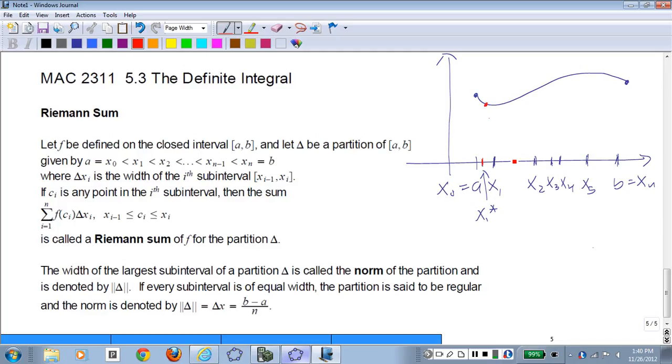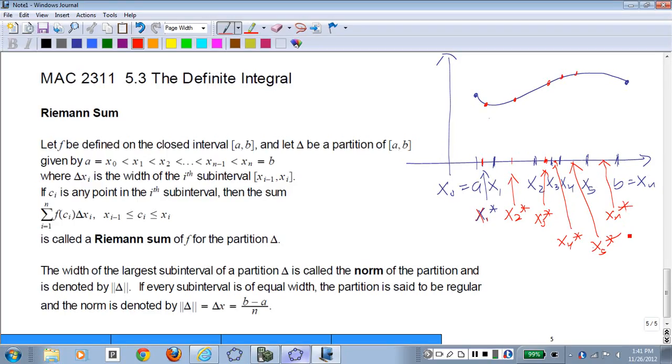Pick maybe an x sub 2 star, and evaluate the function there, get a point on the graph. And let's see, we need an x sub 3 star right there. I did too many of these. X sub 4 star, need a point on the graph. X sub 5 star, point on the graph. And finally, an x sub n star. Let's say right there, x sub n star.